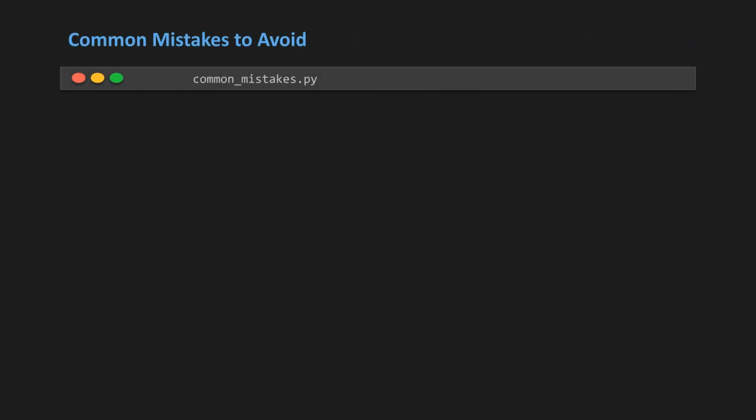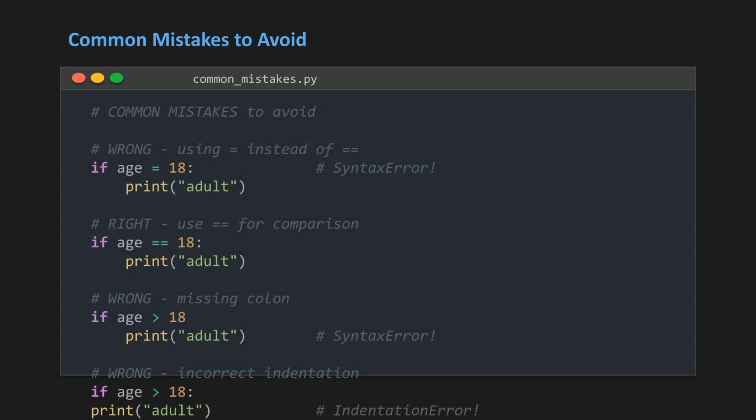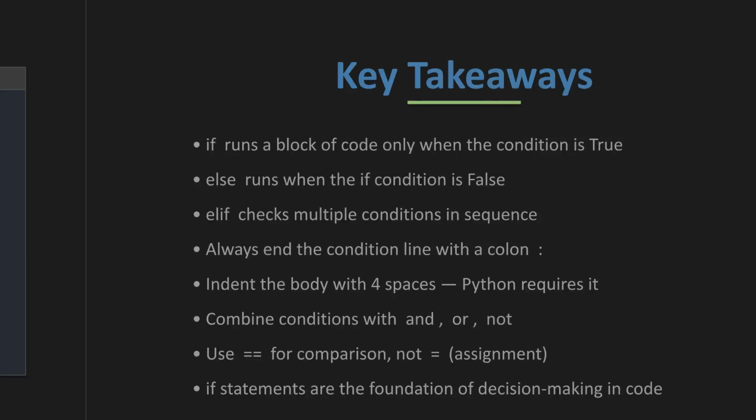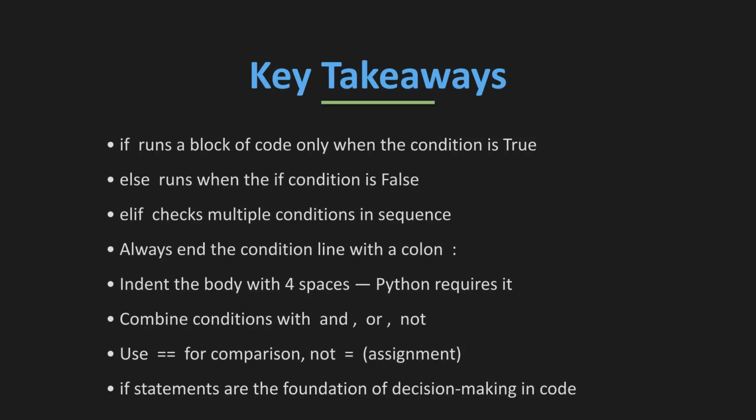When writing if statements, be aware of common errors. Remember to use == for comparison, not = for assignment. Also, make sure you don't miss the colon at the end of the condition and maintain correct indentation. To summarize, if statements run code based on a true condition, with else handling the false path, and elif allowing multiple checks. Always use a colon and 4-space indentation. This is the core of decision-making in code.